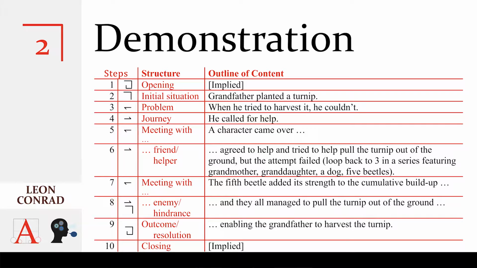The quest structure typically has an opening, a character in an initial situation, and that character has a problem. That drives this system of going on a journey, on that journey meeting a friend or helper, meeting an enemy or a hindrance, and arriving at either an outcome, which could be a new problem, loop back to 3, and that very often happens in a try again structure. Think Jack and the Beanstalk, three little pigs. Until the problem is resolved, you get to a resolution, and the story can close.